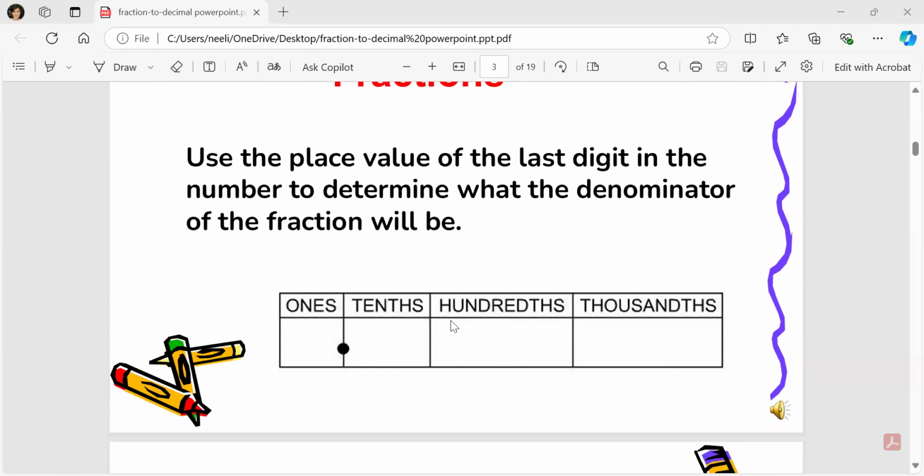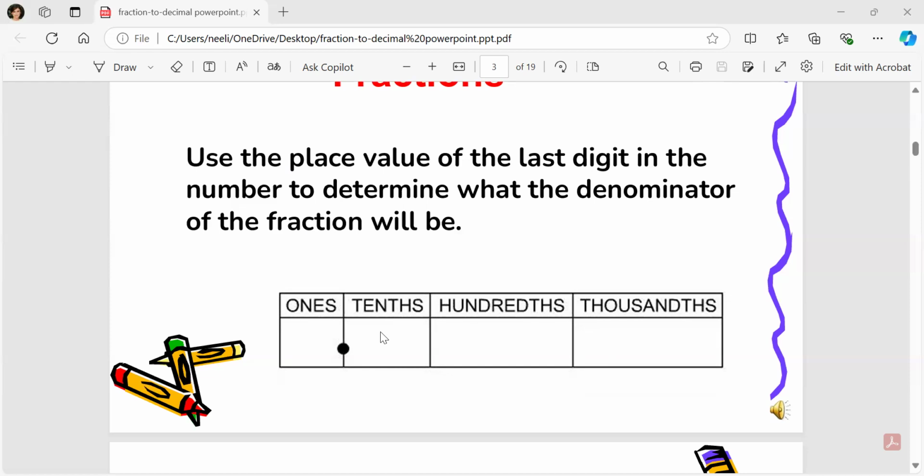Hundredth is written as HUNDREDTHS. In the last, we use THS. Similarly for thousandth. So the number at the thousandth place will be written in this box. The number at the hundredth place is written in this box. And the number at the tenth place.